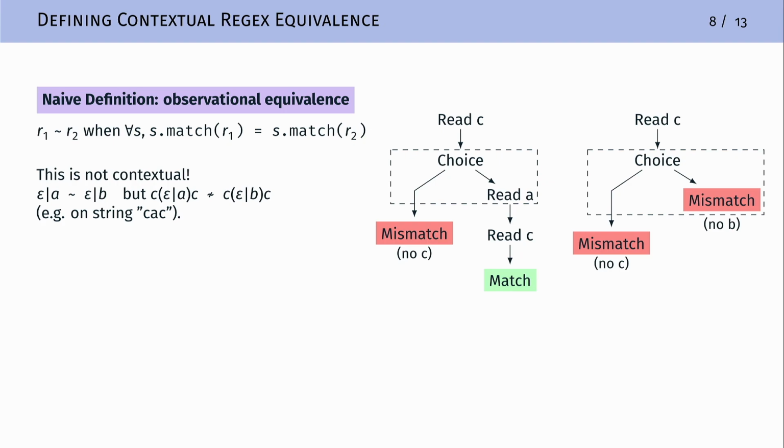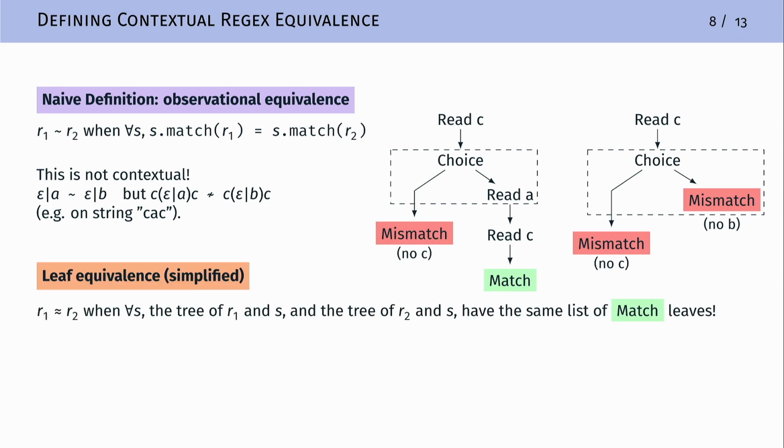And so if we want to get this contextual equivalence, we will need to reason not only about the top priority way to match a regex, but also about all of the many different ways to match that regex. The good news is, of course, our semantics is designed to showcase all of these behaviors, and so we can do a new, stronger notion of equivalence, and we say that two regexes are equivalent when for any string, if we take the backtracking trees of those two regexes and that string, we will have the same list of match leaves at the end of the trees.